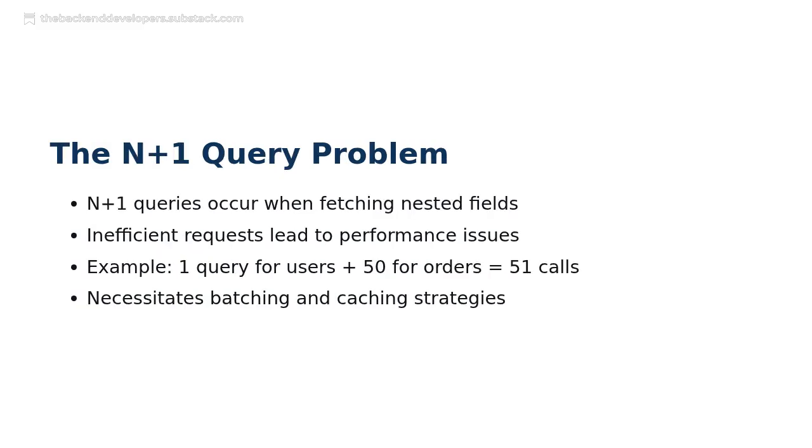N+1 queries occur during nested field fetching, leading to performance bottlenecks. For instance, fetching one user could trigger 50 additional queries for their orders, resulting in a total of 51 calls. This inefficiency highlights the need for batching and caching strategies to optimize data retrieval and improve overall performance.